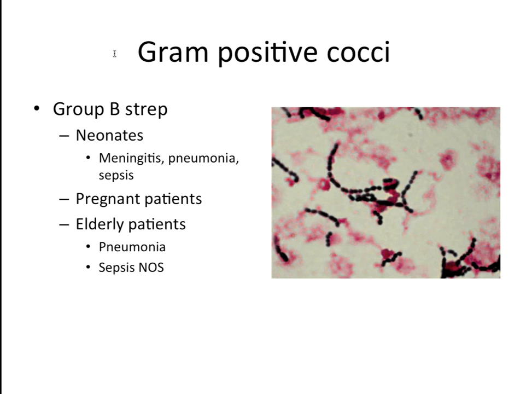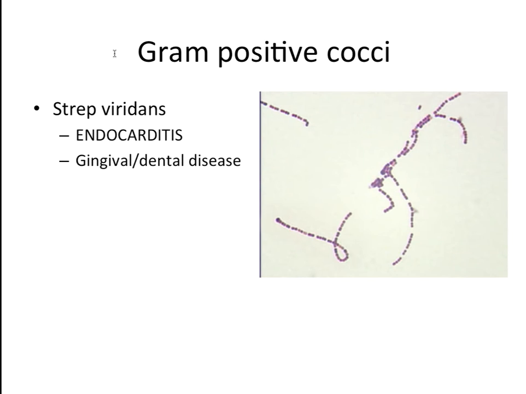In the elderly, we sometimes see group B strep grow out in blood cultures without a clear primary source. Sometimes a group B strep pneumonia can be identified. Regardless, these infections are typically very responsive to antibiotics. Strep viridans. The big thing to know here is that if you see this in blood cultures, think endocarditis until proven otherwise.